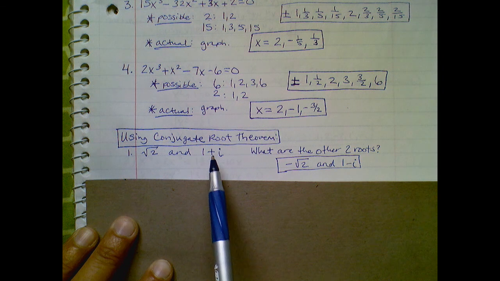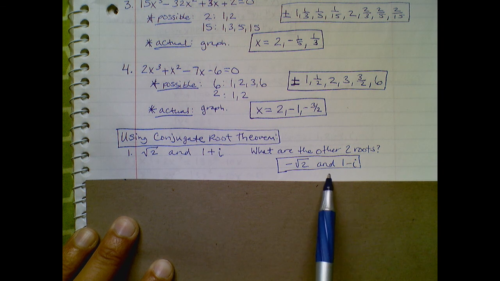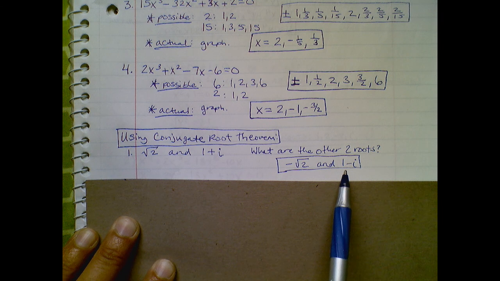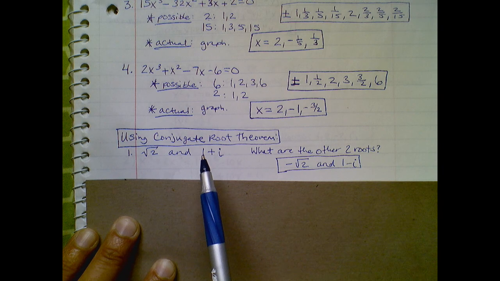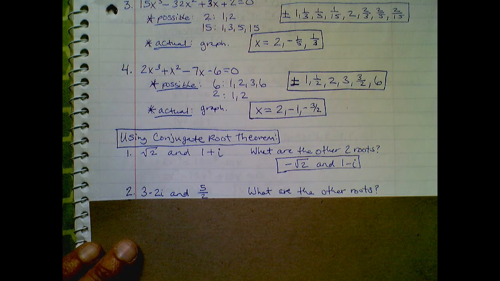And then since we know 1 plus i is a solution, there should be a plus or minus sign right here. So 1 minus i should also be a solution. So those would be the other two roots, since we know these two are solutions. So let's try another one.